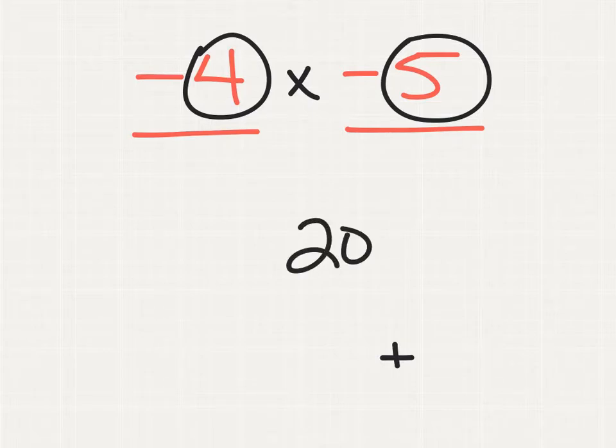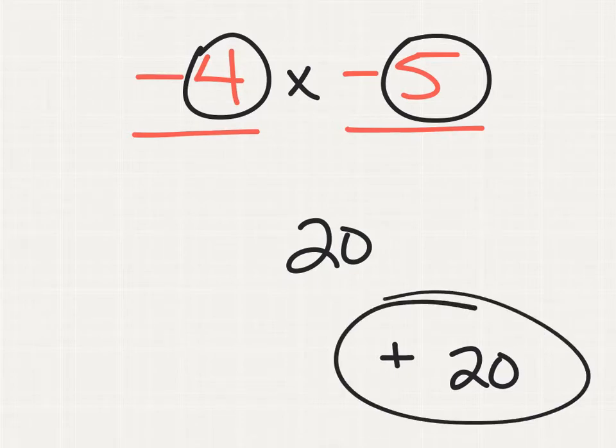My solution is positive since the signs were the same. So -4 times -5 is +20.